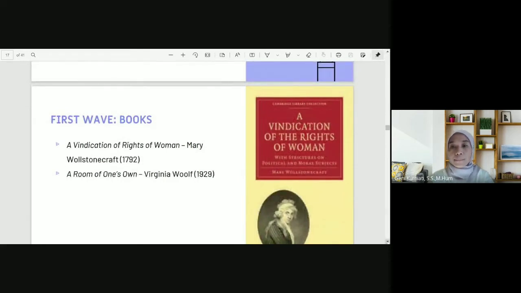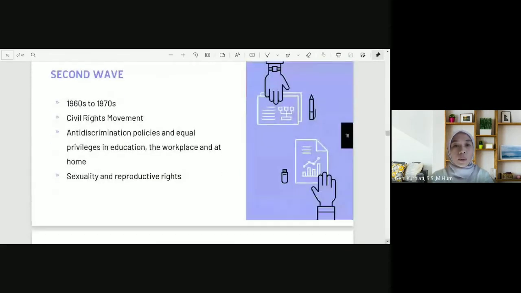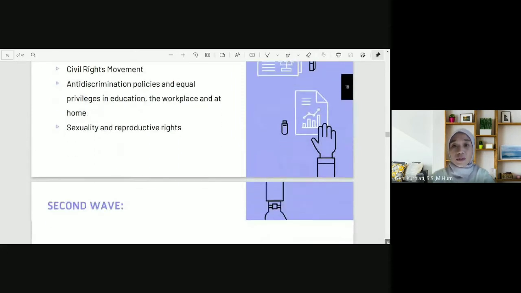Okay, and now let's move on to the second wave. It's in the time period 1960s to 1970s. It's the civil rights movement. And here the issues are anti-discrimination policies and equal privileges in education, workplace, and home, and sexuality and reproductive rights, where women then can see and understand their own sexuality and they can have their own reproductive rights.